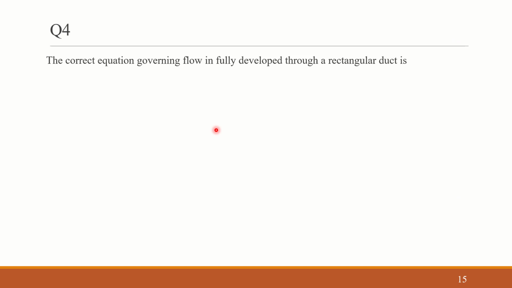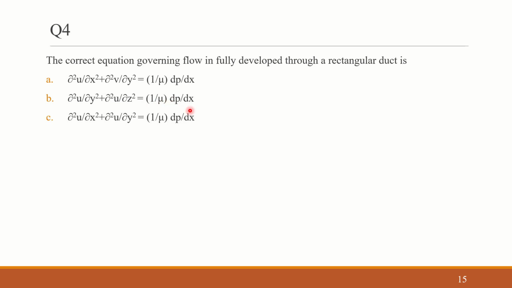Now let us move on to question 4. In question 4, the correct equation governing flow in a fully developed flow through a rectangular duct is dash. Option A, dou square u by dou x square plus dou square v by dou y square equal to 1 by mu dp by dx. Option B, dou square u by dou y square plus dou square u by dou z square equal to 1 by mu dp by dx.